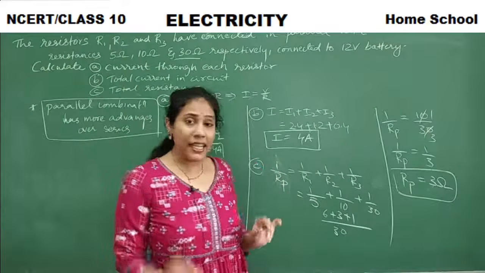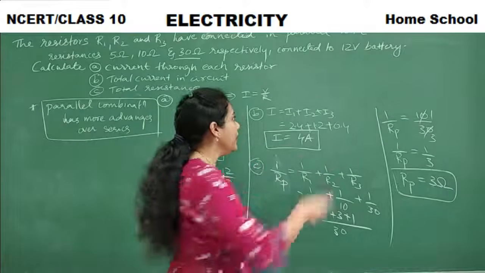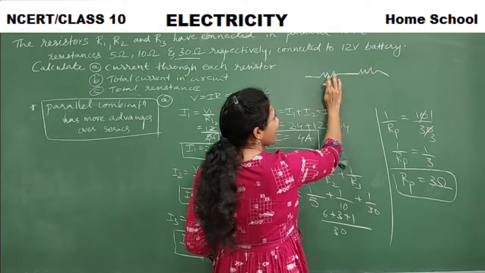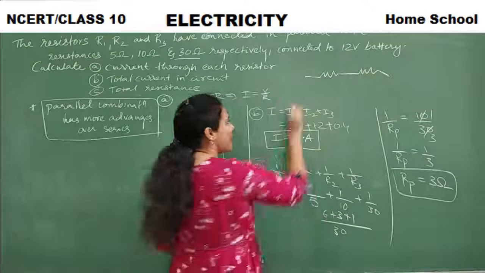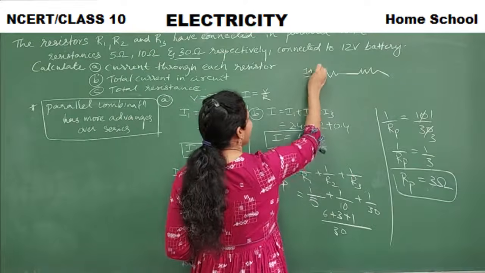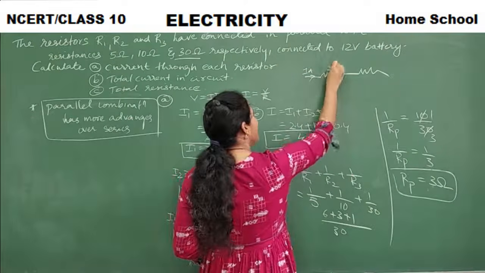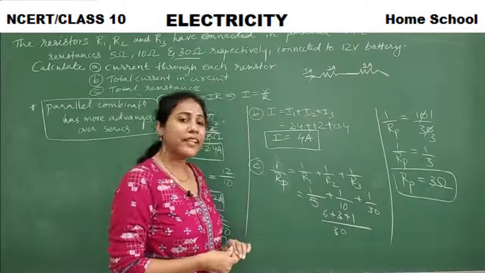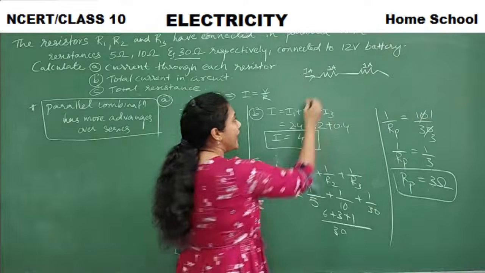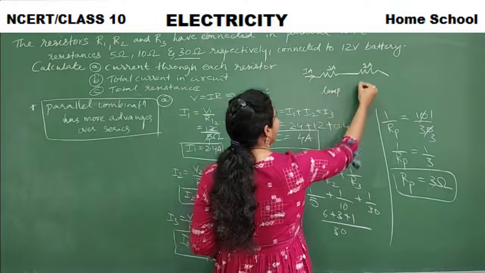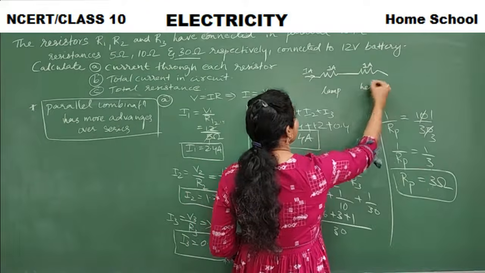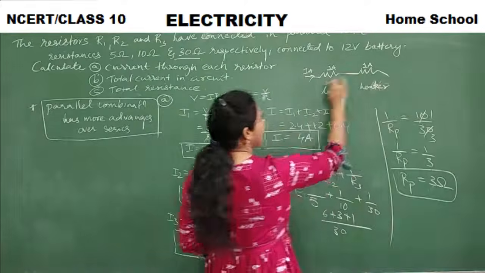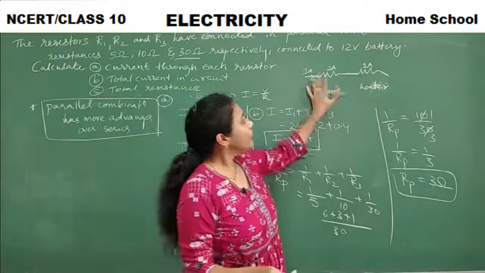Say for example, the first thing is current distribution. In case of series, the same amount of current passes through both the resistors. Yes or no? Say if you have 1 ampere of current flowing in a circuit, you will find 1 ampere of current in this resistor as well as 1 ampere of current in this resistor. Right? Whereas, say if I have to connect an electric lamp and an electric heater together in a series combination, will it work out?